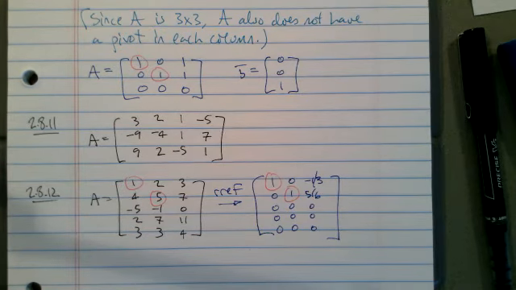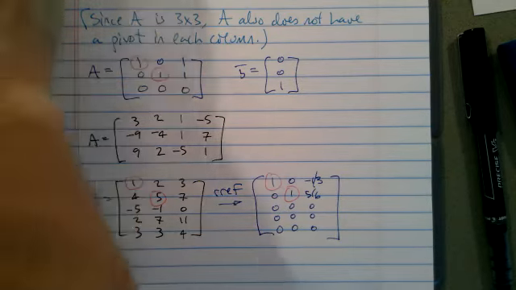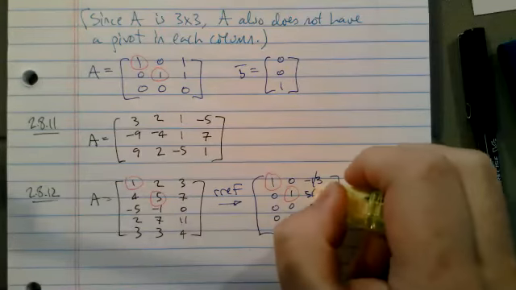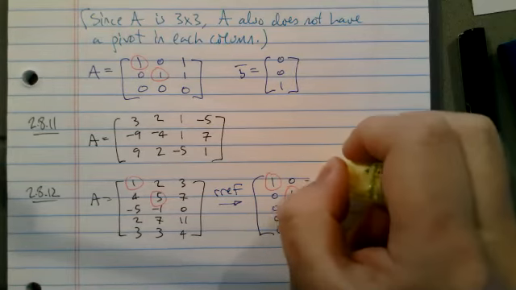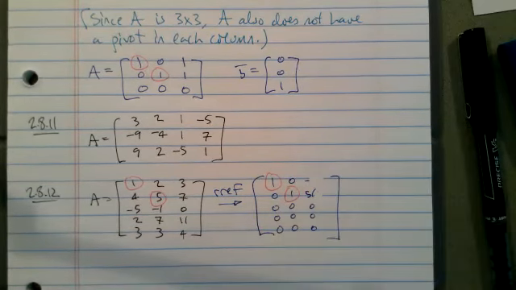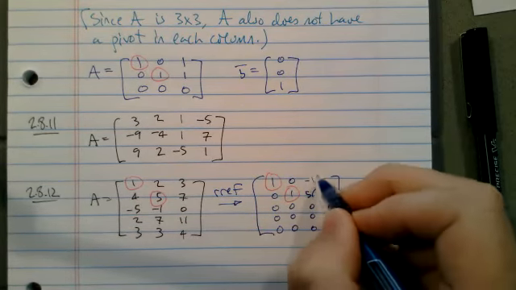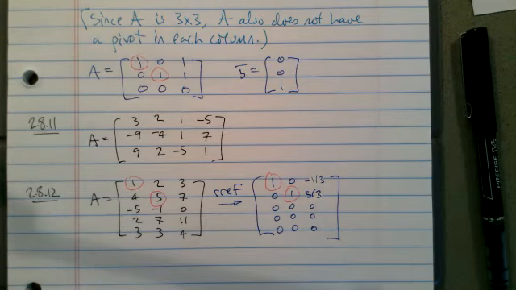So the column space of A is in R5 because A is 5 by 3. The null space of A is in R3, because A is 5 by 3.